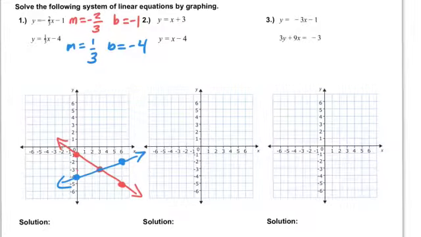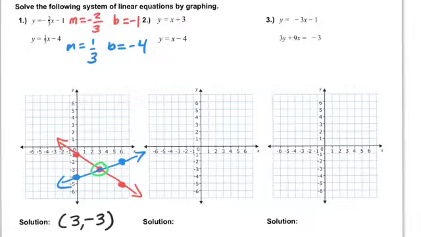As we talked about previously, the solution to a system of linear equations, when we graph it, is the point where they intersect. These two lines intersect right here at the point (3, negative 3). So the solution to this system of linear equations is the point (3, negative 3). Okay, let's take a look at number 2 here.